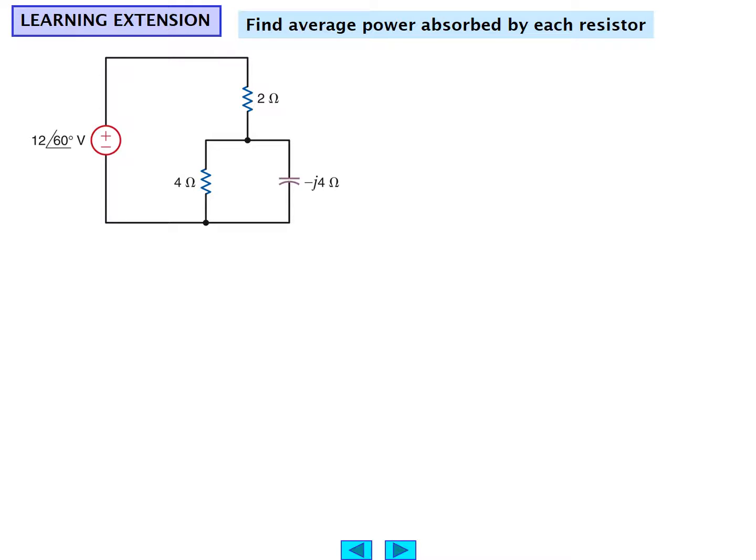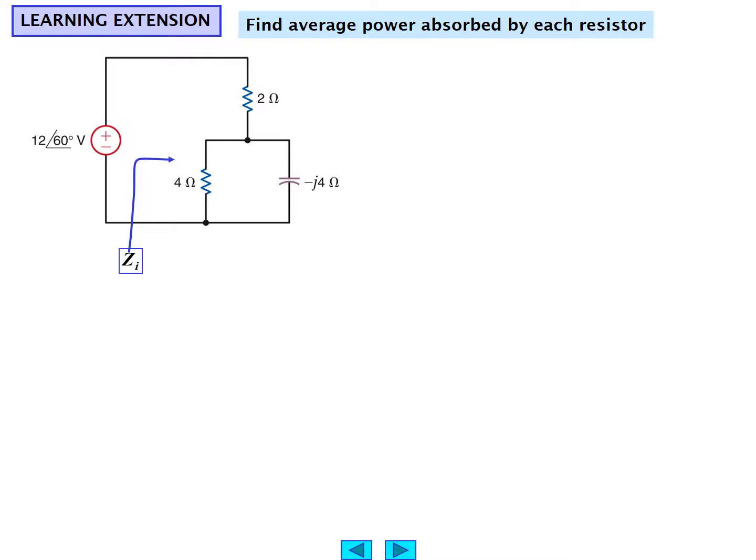Another network is a learning extension. We have a 12-volt source at an angle of 60 degrees, feeding a 2 ohm resistor, which then feeds the parallel combination of a 4 ohm resistor and a minus J4 reactance of a capacitor. Find the average power absorbed by each resistor.